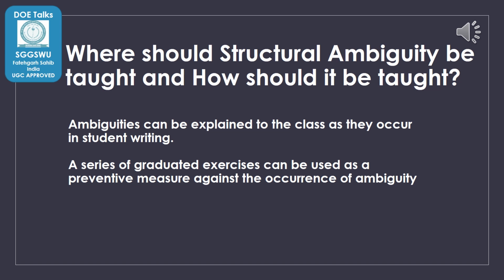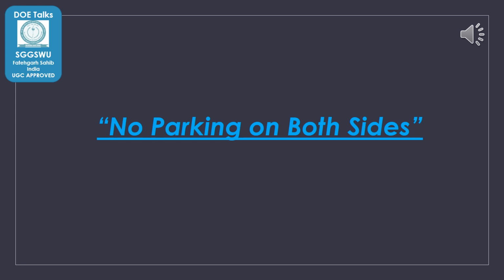Now the question arises, where should structural ambiguity be taught and how should it be taught? Well, the solution may be that ambiguities can be explained to the class as they occur in student writing, right? And another measure can be that a series of graduated exercises can be used as a preventive measure against the occurrence of ambiguity. Well, in conclusion, let me leave you with a final and irrelevant ambiguity to work on. It is the legend on a street sign which reads, no parking on both sides. So explore the meaning of the sentence and keep working.